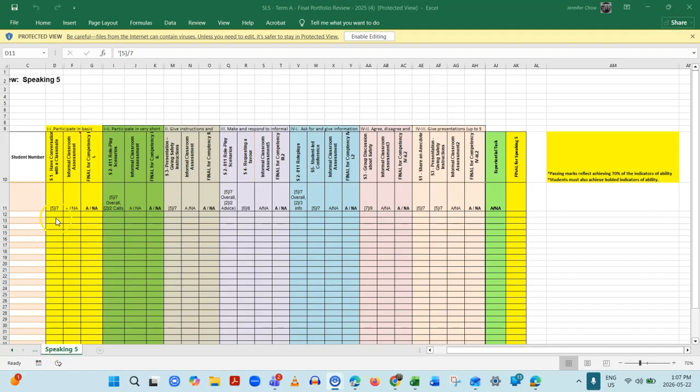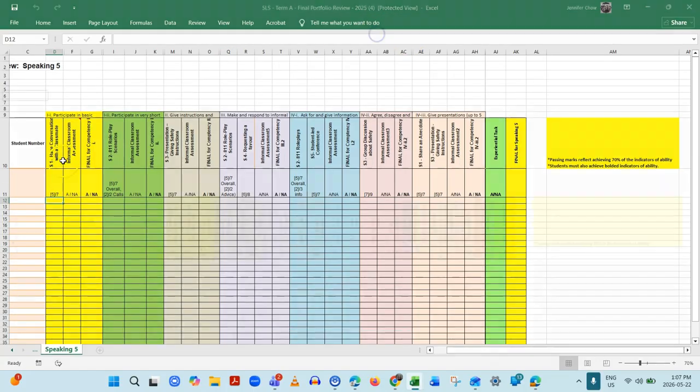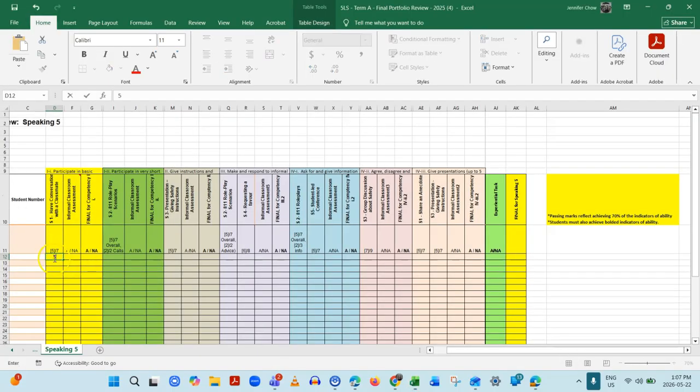So if we go back to the FPR, I can enter 5, because this student has achieved 5 out of the 7 indicators of ability, and I can put in brackets A if I want, just to indicate that.